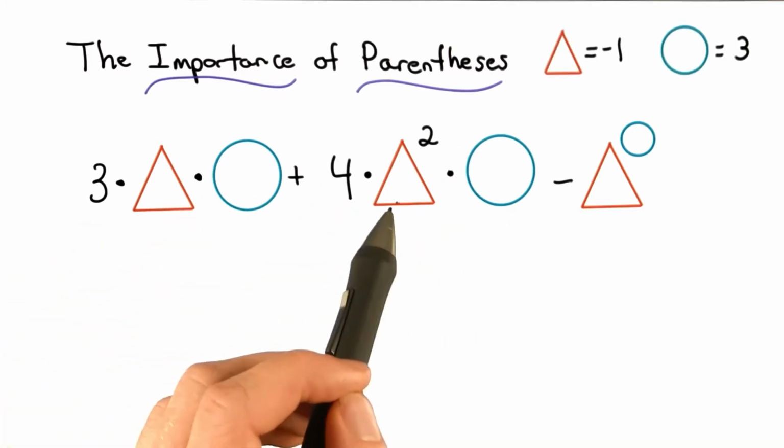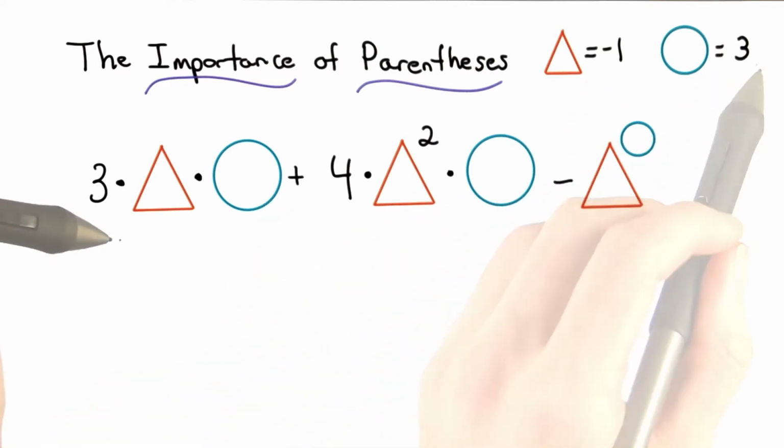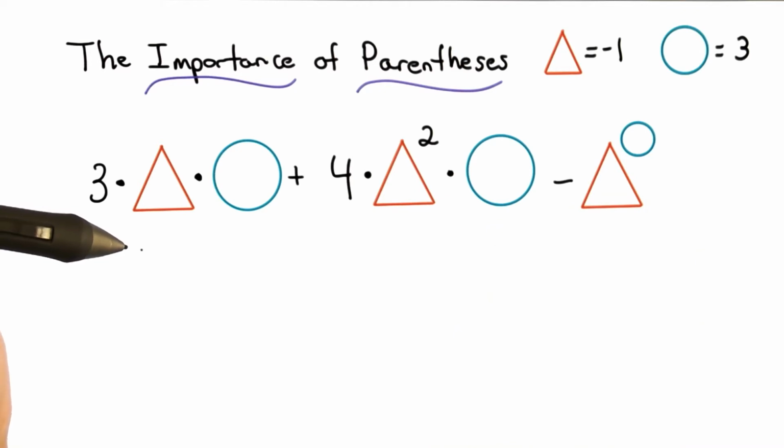I'm going to assign the value of the triangles to be -1, and I'm going to assign the value of the circles to be 3. We want to use parentheses when we replace variables because of negative signs. Here's what it would look like.